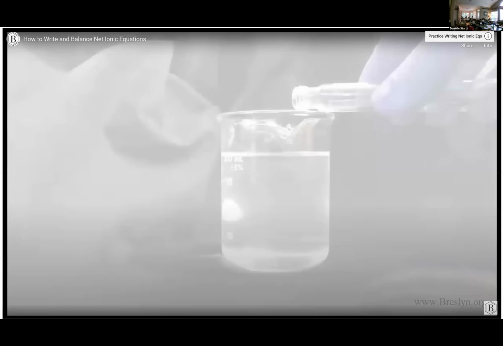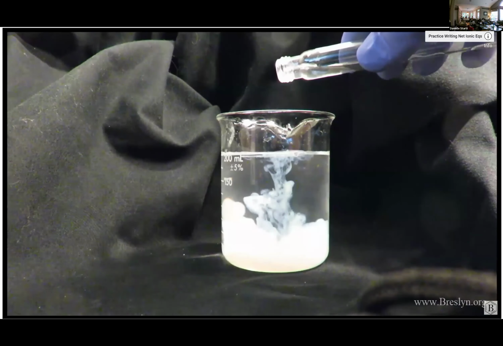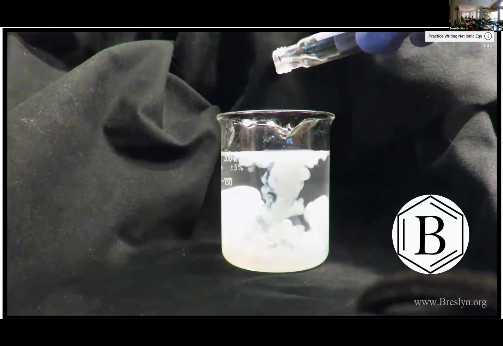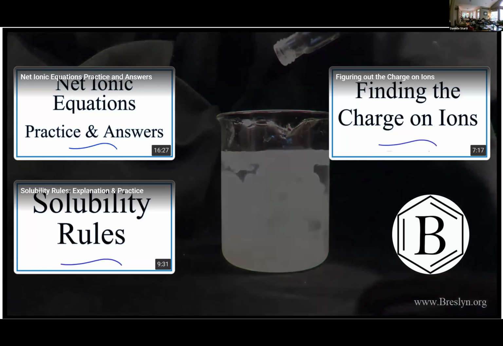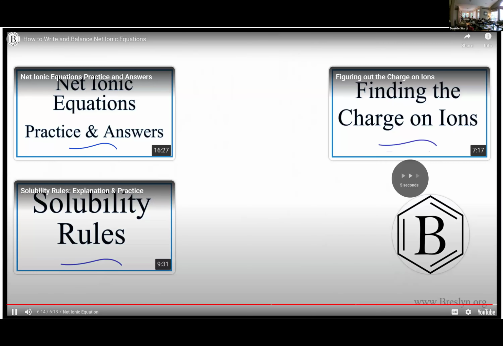So now you should understand net ionic equations and the role of spectator ions. What you need to do at this point is practice. Do a lot of balancing net ionic equations. There's a link in the description. Which is what we're gonna do.